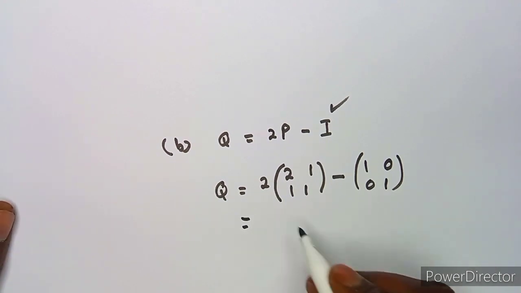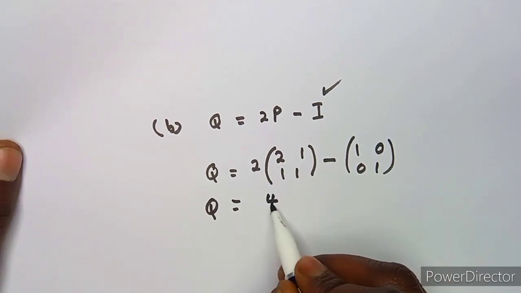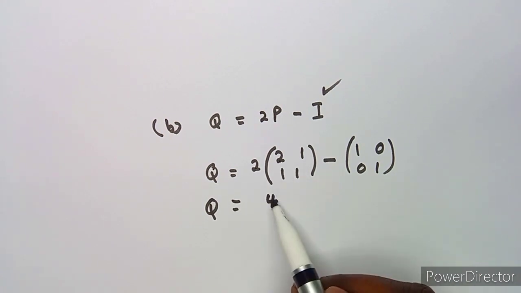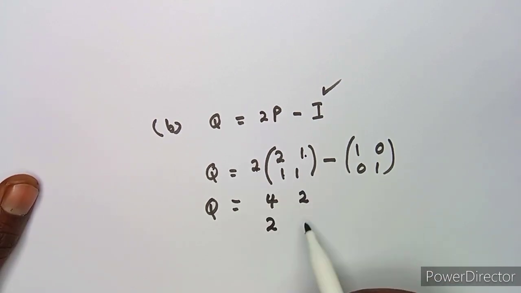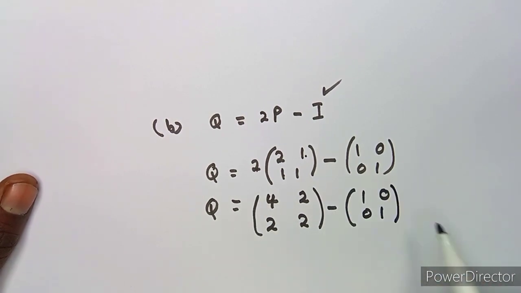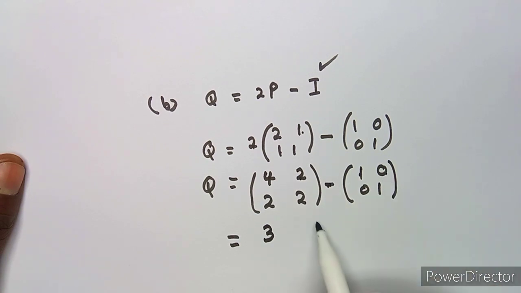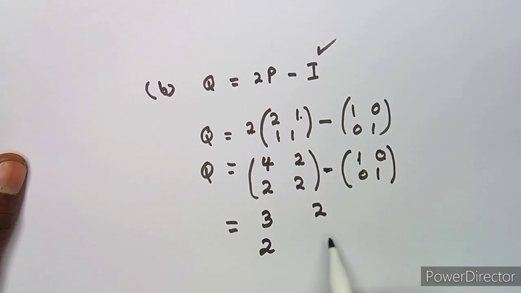You see how these questions are asked. So that's your Q. You can expand: 2 times 2 is 4. Remember, 2 is a scalar, so it multiplies each and every term inside the matrix. 2 times 2 is 4, 2 times 1 is 2, 2 times 1 is 2, 2 times 1 is 2, minus 1, 0, 0, 1. So you can subtract corresponding terms: 4 minus 1 is 3, 2 minus 0 is 2, 2 minus 0 is 2, 2 minus 1 is 1.